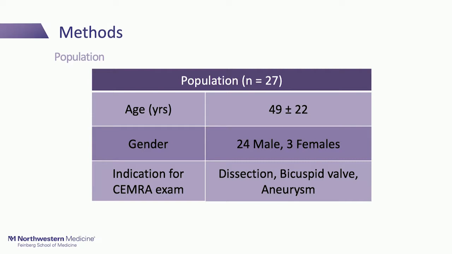So we had 27 participants. The average age was about 49. We had 24 males and 3 females. And the reason for their clinical scan was due to dissection, bicuspid valve, and aneurysm.